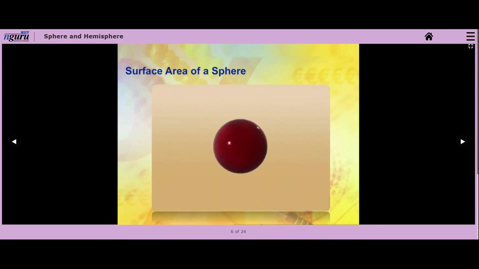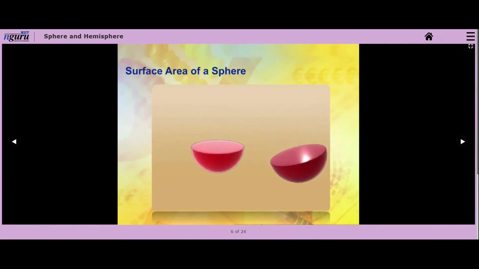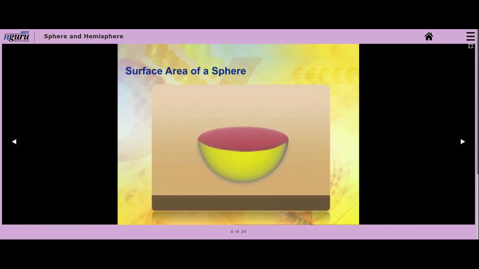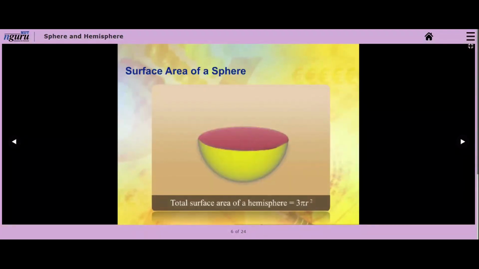Now, consider a plane and a sphere. You know that a plane passing through the center of a solid sphere divides it into 2 hemispheres. A hemisphere has 2 faces, a flat face and a curved face. Since a hemisphere is half of a sphere, we get the curved surface area of the hemisphere equal to 2 pi r square. The total surface area of a hemisphere is the sum of the areas of the flat base and curved face. Therefore, the total surface area of a hemisphere is equal to 3 pi r square, where r is the radius of the sphere of which the hemisphere is a part.